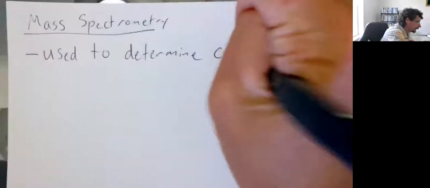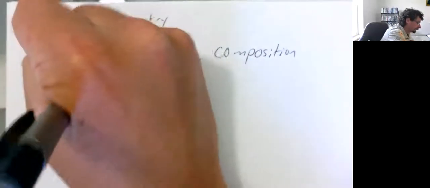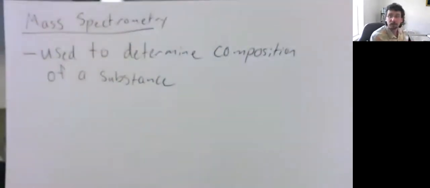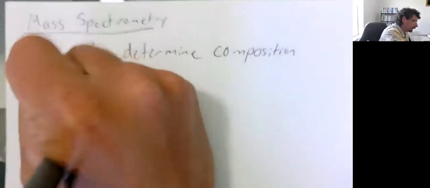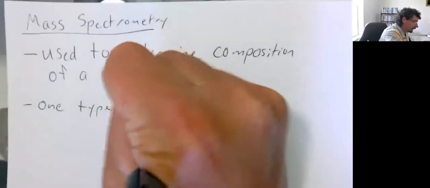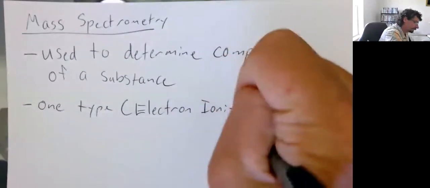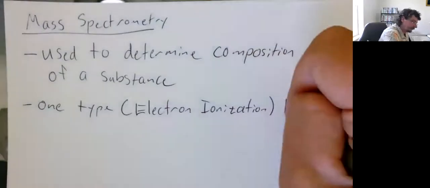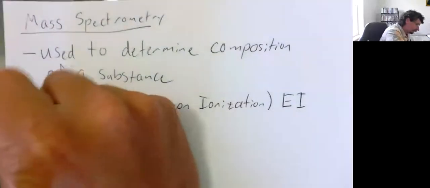composition of a substance. And one type, the type that you'll be using in lab this week, is known as electron ionization, or it's also known as EI. And it's used to produce ions.